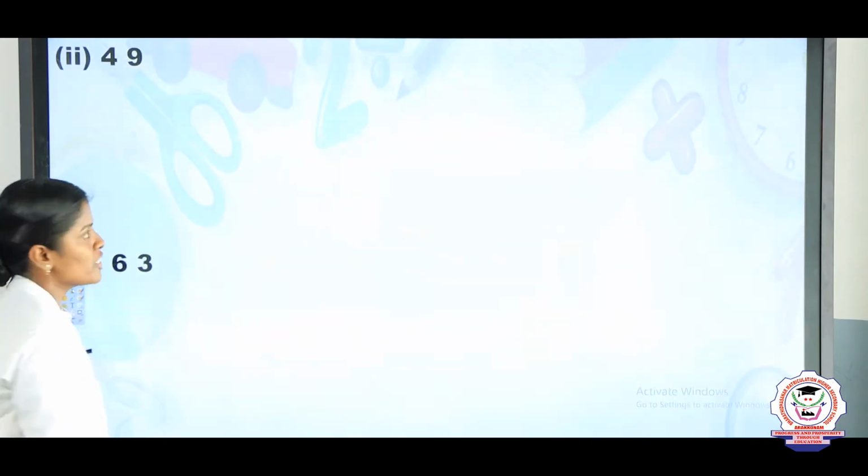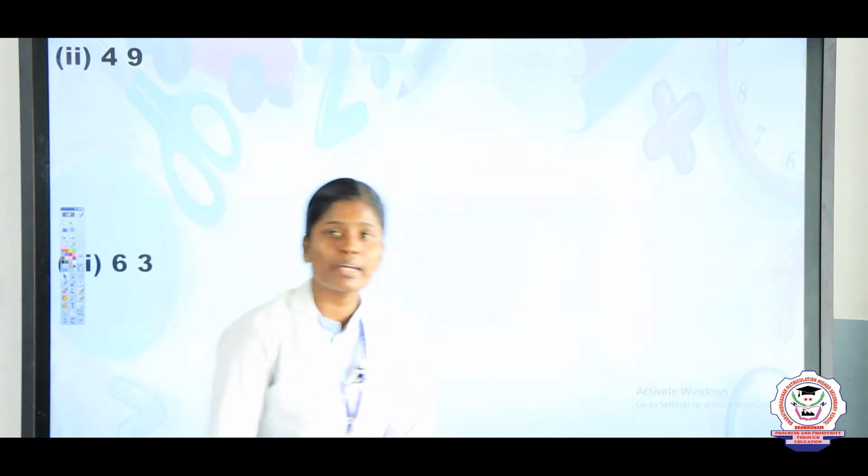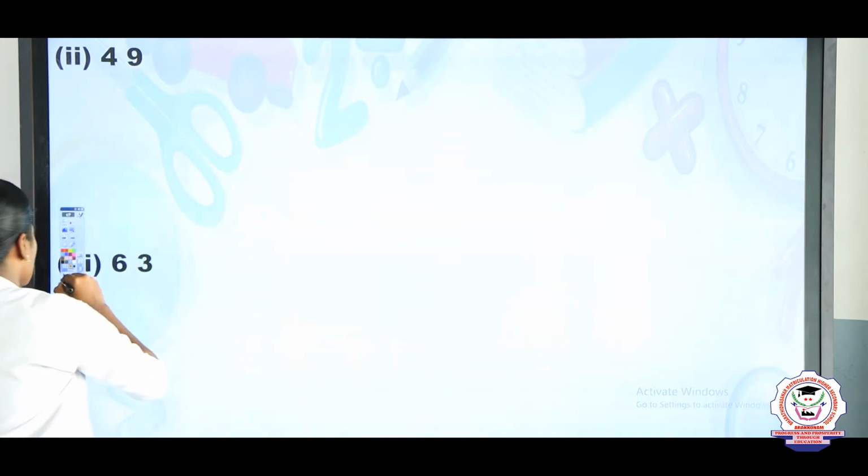Our next question is 49. What is our next question? Our next question is 49. First I will write the first odd number. What is our first odd number? Our first odd number is 3. Okay, so I will write 3.